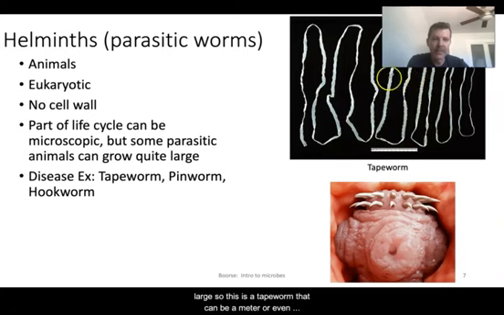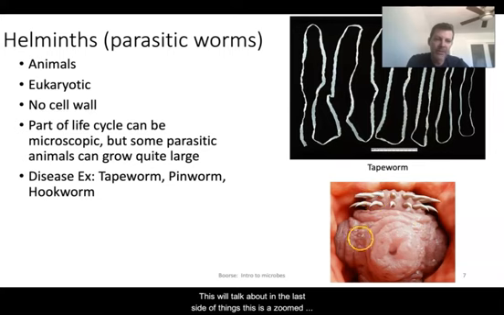So this is a tapeworm that can be upwards of a meter or even longer in length. Not all stages are microscopic, but there are some parts of its life cycle that are microscopic. These are some examples of helminths. They're different worms, so tapeworms and pinworms and hookworms and flukes and different things. We're going to study these more in the lab section, as I mentioned. This we will talk about on the lab side of things.